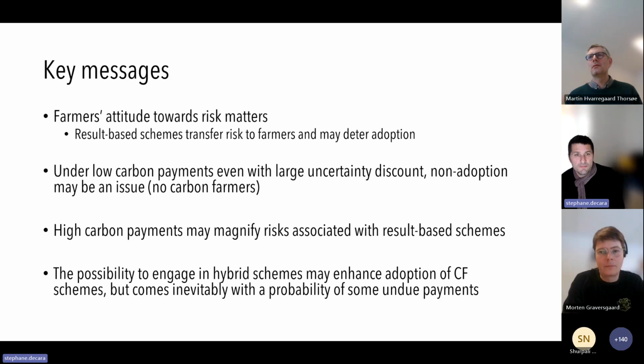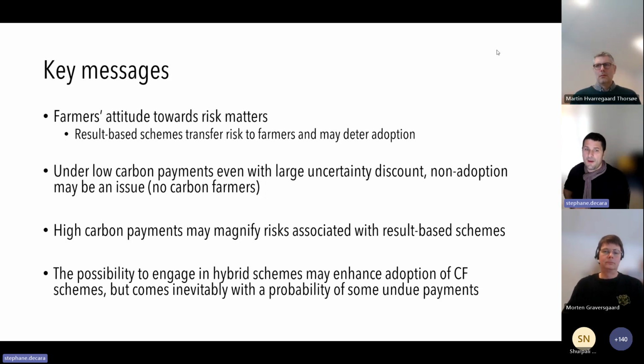Under low carbon, the second message is that if the carbon payments are low, even if you have a large uncertainty discount, non-adoption may be an issue. So you may end up in a situation where you have good schemes, but no carbon farmers. And one thing that came up with the study, which I think is quite important: the higher the payments, the more you magnify the risk for the farmers, and that's maybe detrimental to adoption.